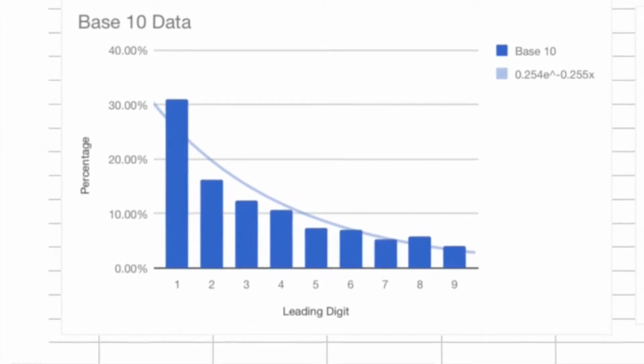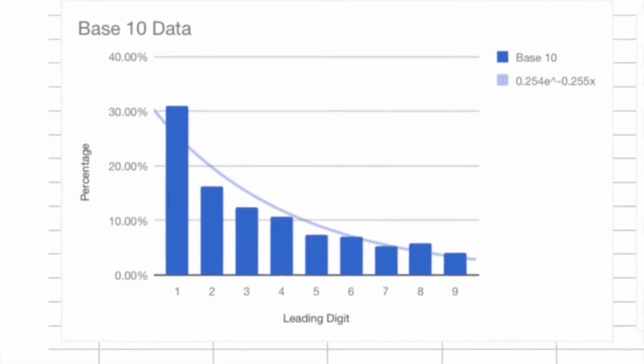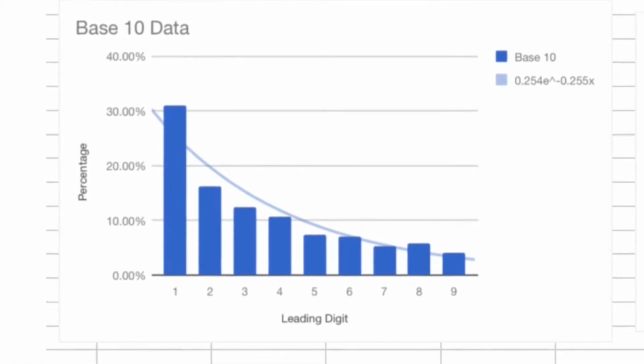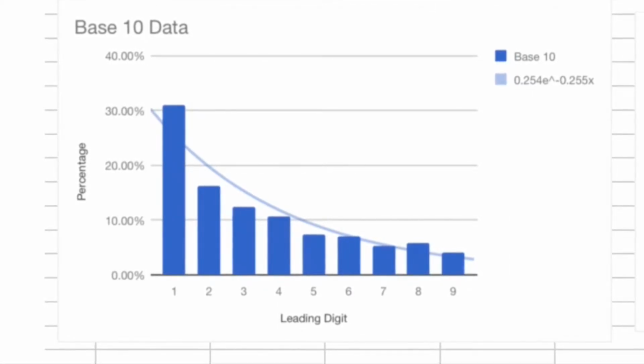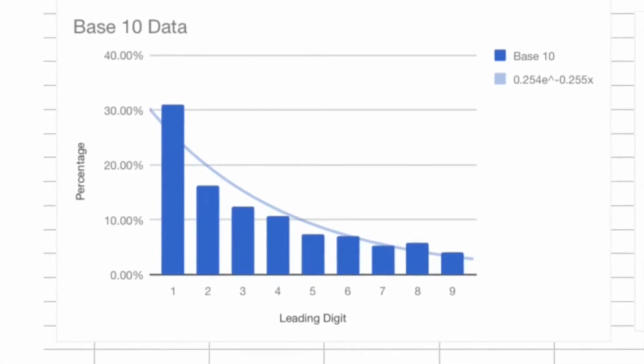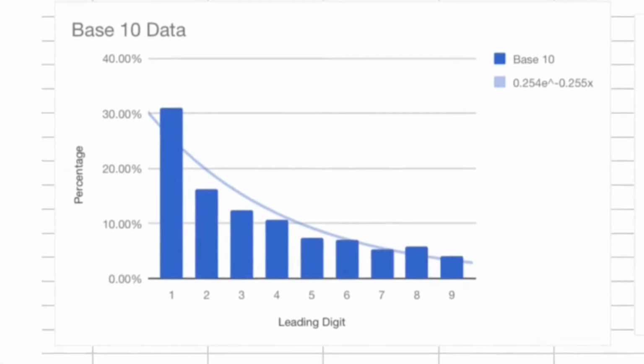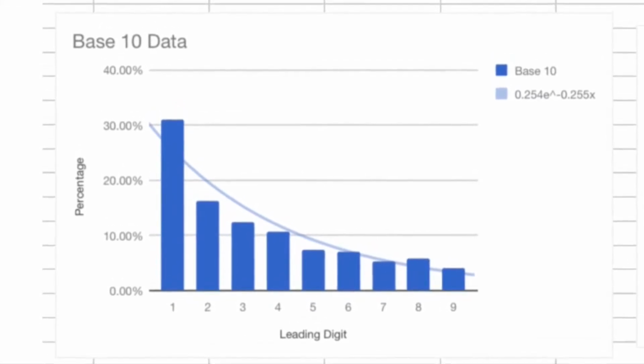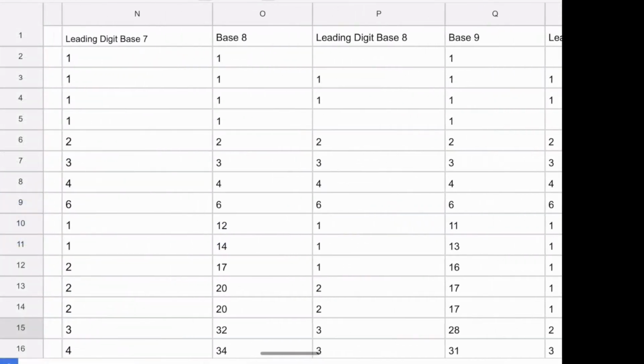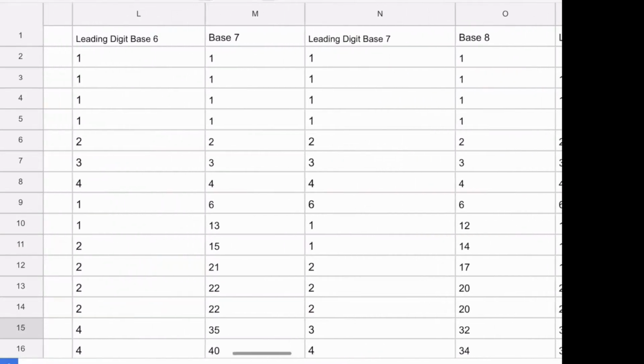Once we separated the leading digits for base 10, we created a graph and compared it to Benford's law's predictions. Even though our graph wasn't exactly what Benford's law showed, the regression line that best fit our data was still very similar to that of Benford's law. At this point, we decided that exploring other bases was worth pursuing. Next, we decided to find an algorithm to convert all the data into bases 2 through 9.